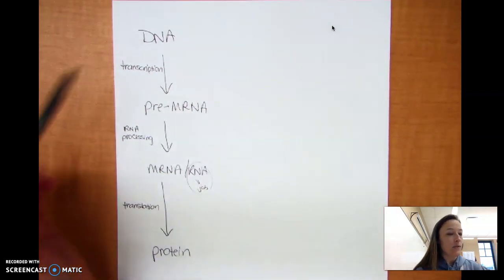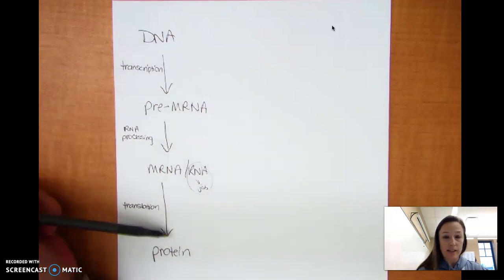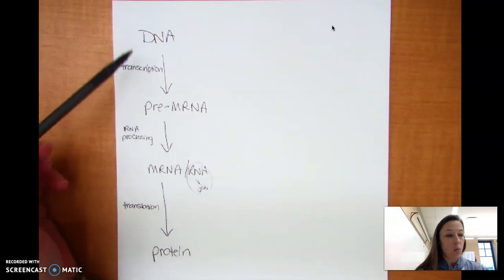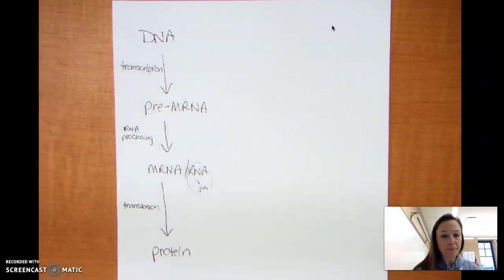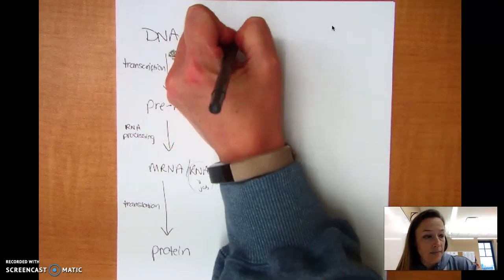So what we're going to look at now is where can we stop this process? Let's say that I start the process because I think I need this protein, and then I realize, oh no, I don't need that protein anymore. Where can I stop this process? The first place I can stop this process is up here at the DNA.